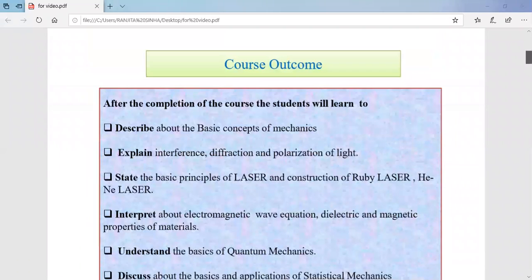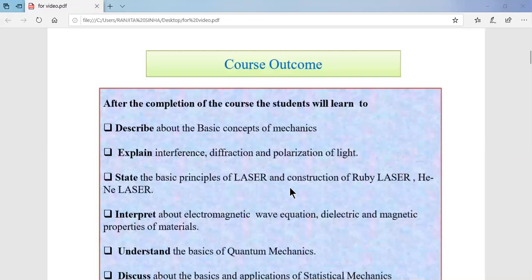Now, course outcome. After the completion of the course, the students will learn to describe the basic concepts of mechanics. They can explain interference, diffraction, and polarization of light. They can state the basic principle of laser and the construction of ruby laser and helium neon laser.